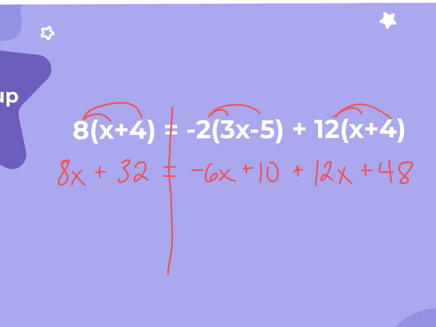Our next step is we can do what? Combine like terms. Combine like terms, good. We've got to get this down to one variable. So first we'll start with just simplifying that right side, okay? Because we know we have some like terms over there. What are they? Negative 6 and 12 and 10 and 48. Good. So negative 6x plus 12x. 6x. And 10 plus 48. 58. 58.